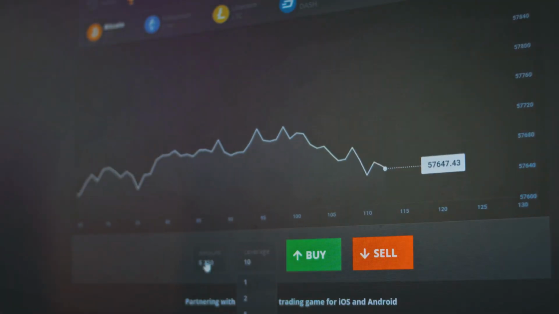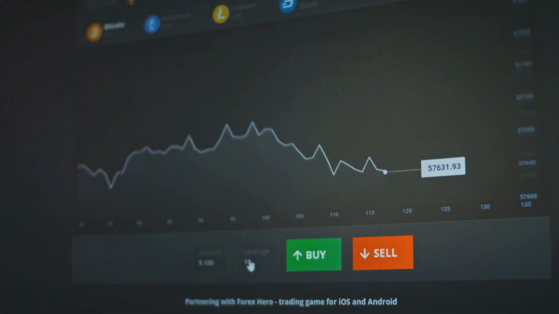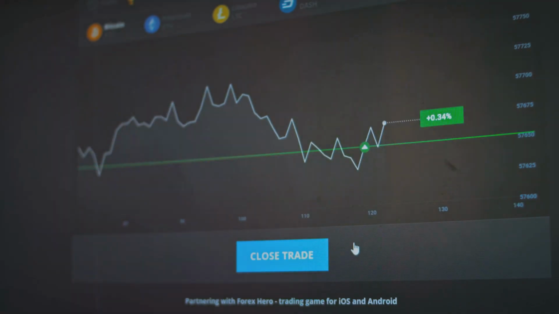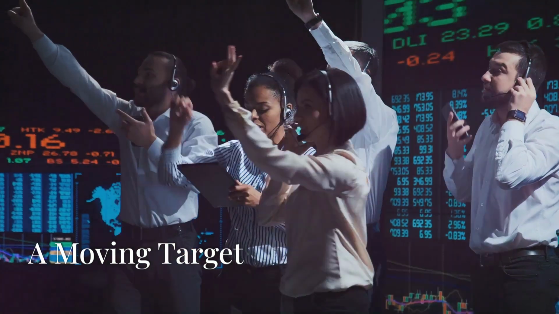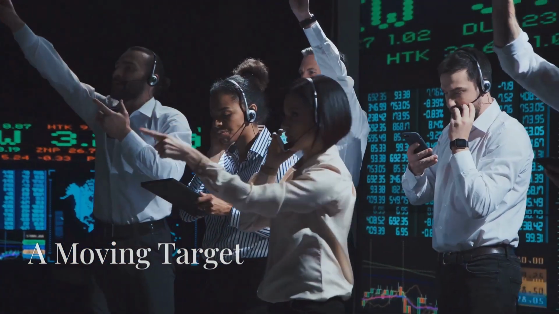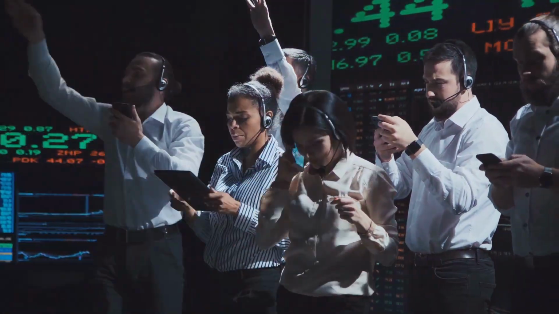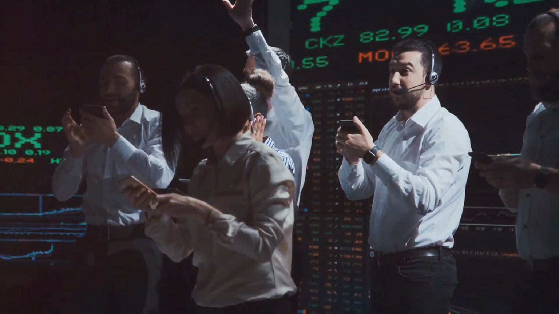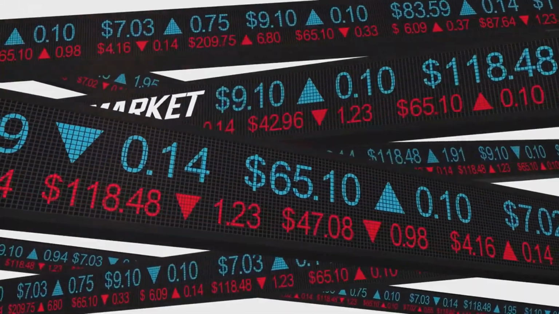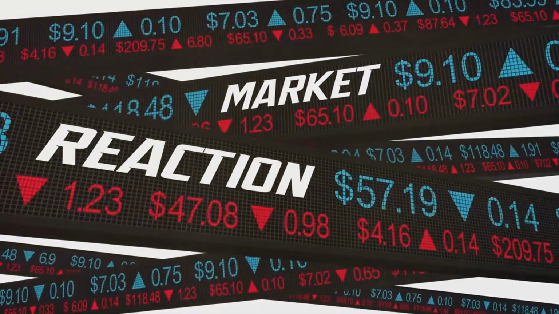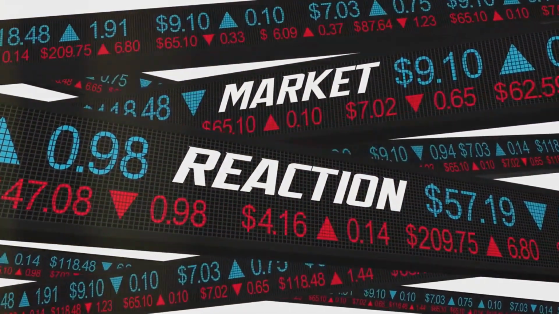This dance between supply and demand eventually leads to a new equilibrium point, reflecting the market's adjustment to the changing dynamics. Section 5. Equilibrium, a moving target. It's crucial to remember that equilibrium isn't a fixed destination, but rather a constantly moving target.